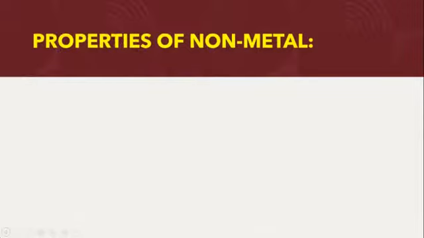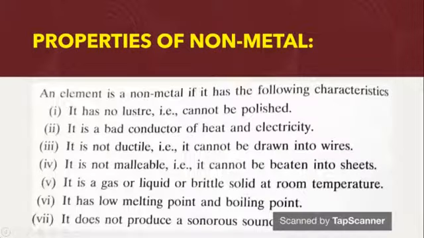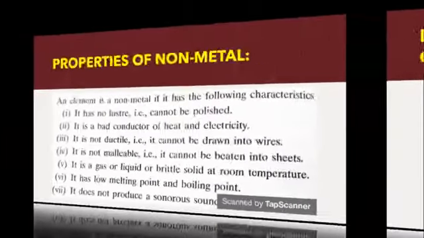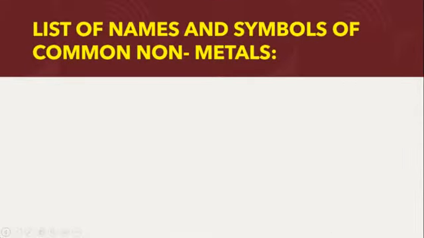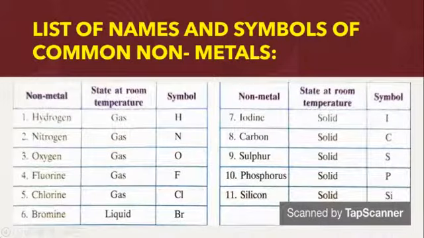Let's go to the next part, properties of nonmetals. Guys, there's nothing to struggle in this because we already know the properties of metals. So the properties of nonmetals are just the opposite. Let's go to the next part. List of names and symbols of common nonmetals.